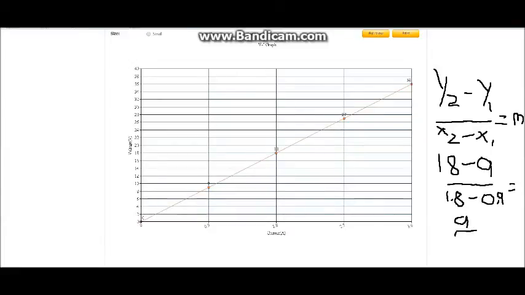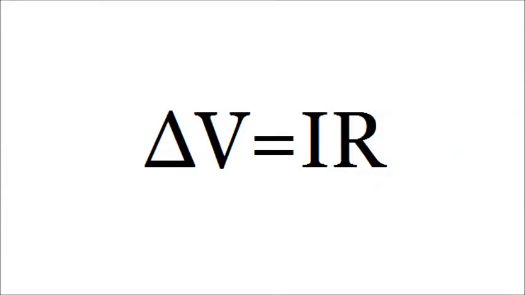This tells us the resistor is an ohmic resistor, meaning that it obeys Ohm's law, which states that the current flowing through an element is proportional to the ΔV, represented by the equation ΔV equals I times R.